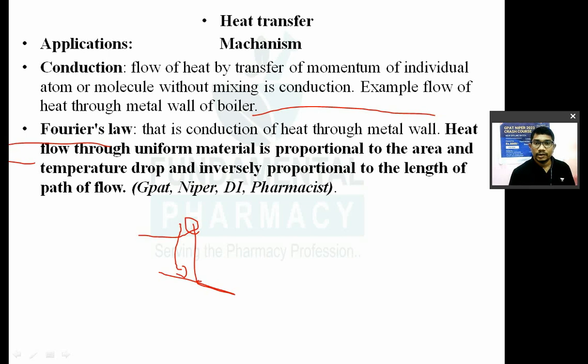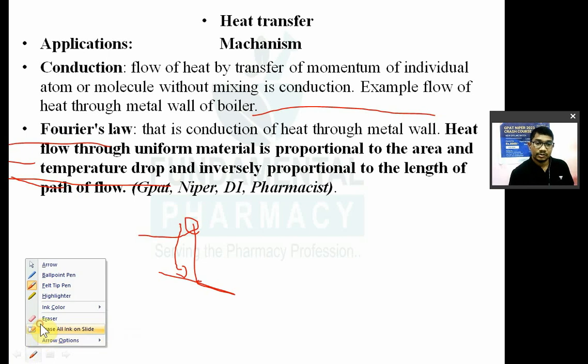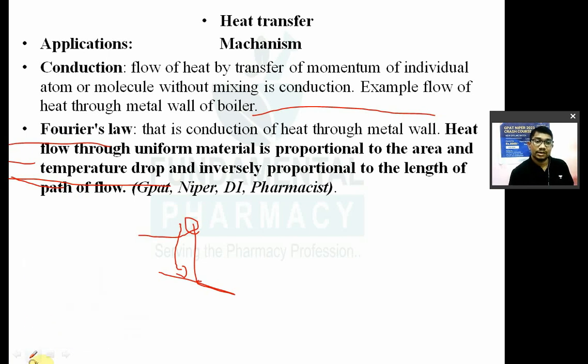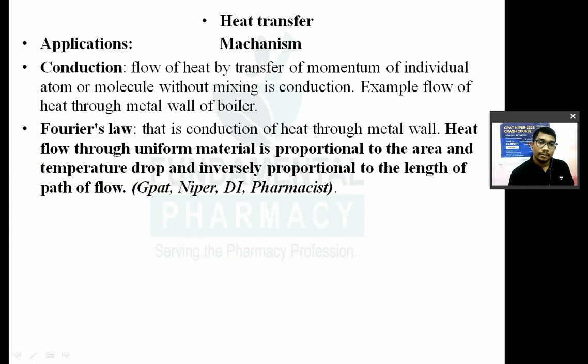So heat flow through the uniform material is proportional to the area of the metal and the temperature drop. Temperature drop means the difference in temperature at the two surfaces. So heat flow through a metal wall depends on, or is proportional to, the area of that metal and the temperature drop across the metal, and inversely proportional to the length of the path of flow.